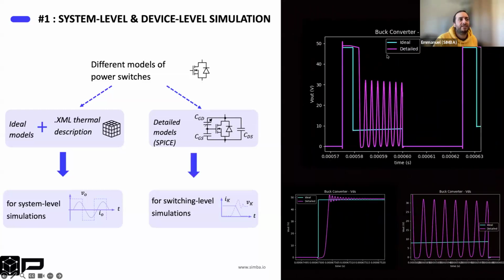To illustrate this, here are some waveforms that were simulated with SIMBA of a buck converter VDS voltage. We compare the waveforms with the ideal model that is super fast, but not so accurate, with the detailed model that is probably a little bit slower to simulate, but with way higher accuracy.